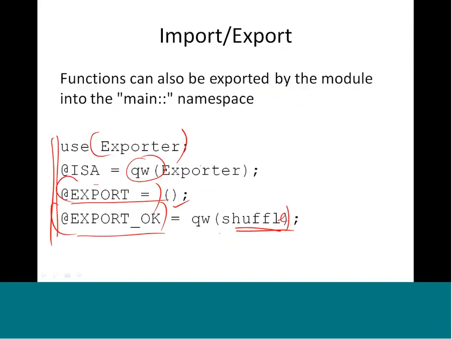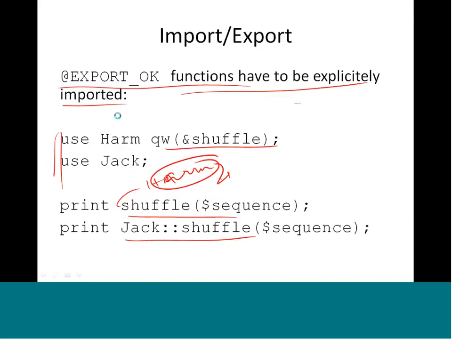So for Harm, we are using this, so it is directly exported into the main namespace, so you don't have to specifically assign a Jack namespace for that particular shuffle. So wherever you call shuffle, it's assumed that it's coming from Harm. Okay.